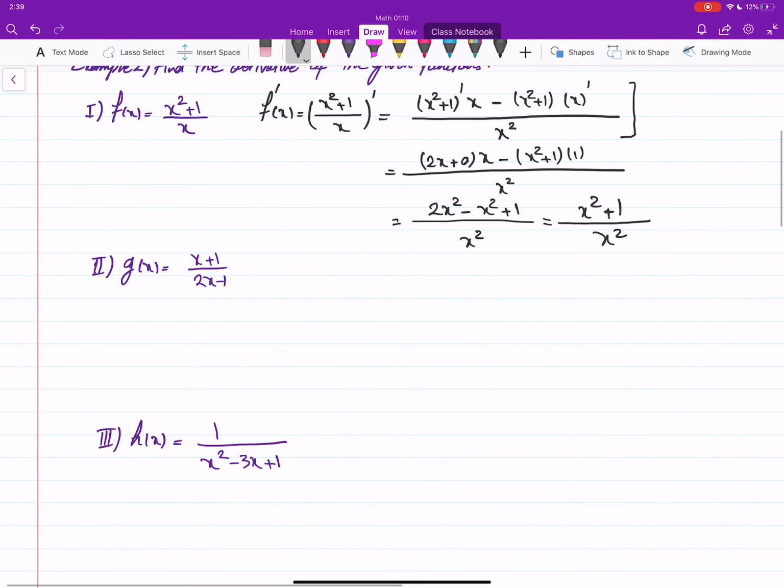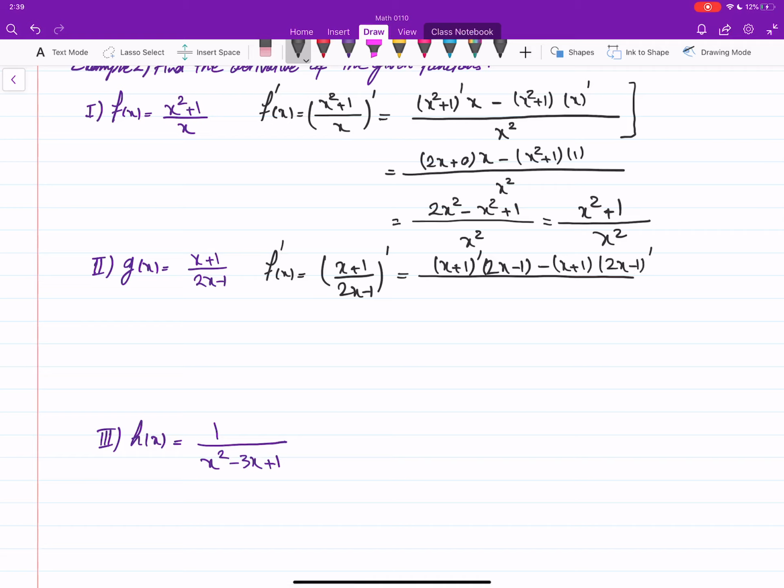So how about this one? f prime of x is a quotient of two things, and we have the quotient rule. So (x plus 1) over (2x minus 1), prime: the derivative of the numerator times the denominator, minus the numerator itself times the derivative of the denominator, then the denominator squared.